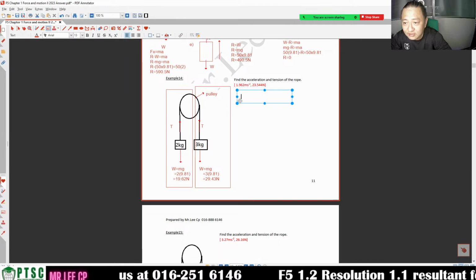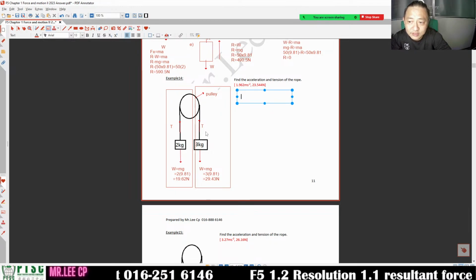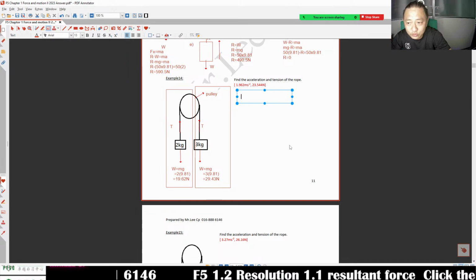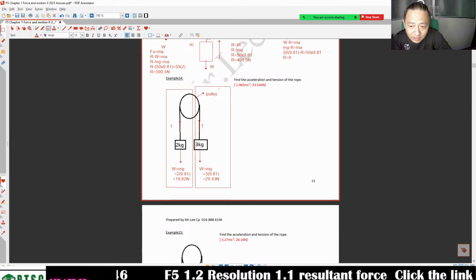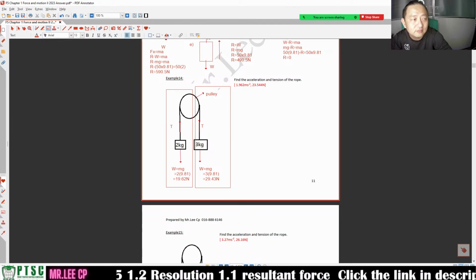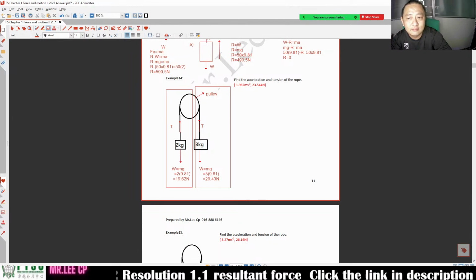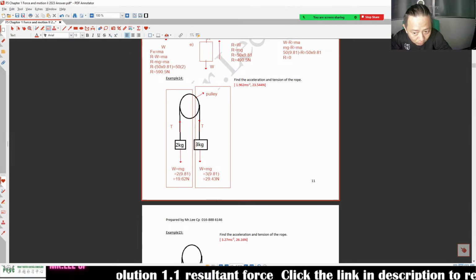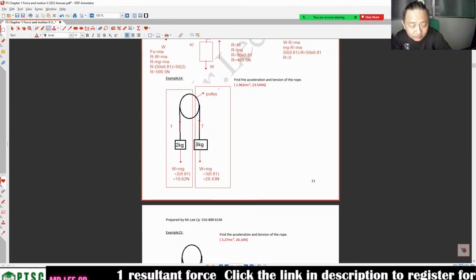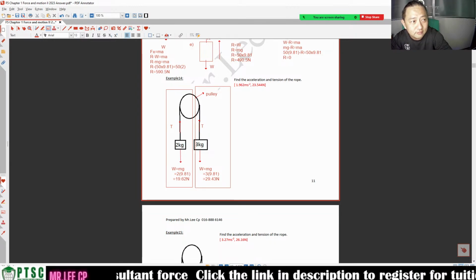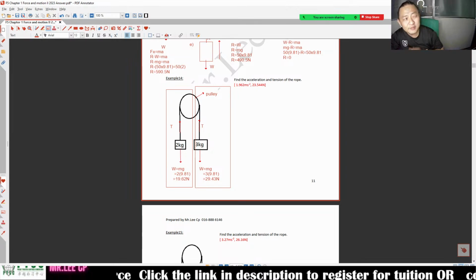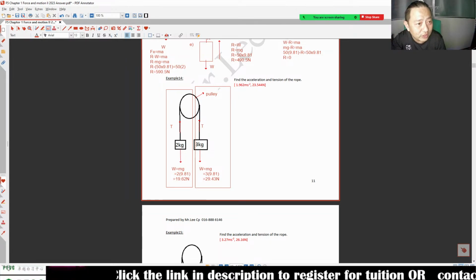The left hand side part here, which one is bigger? Do you think it is going up or going down? This one is 2 kg, this one is 3 kg. The left hand side, the 2 kg object, go up or go down? Answer me.